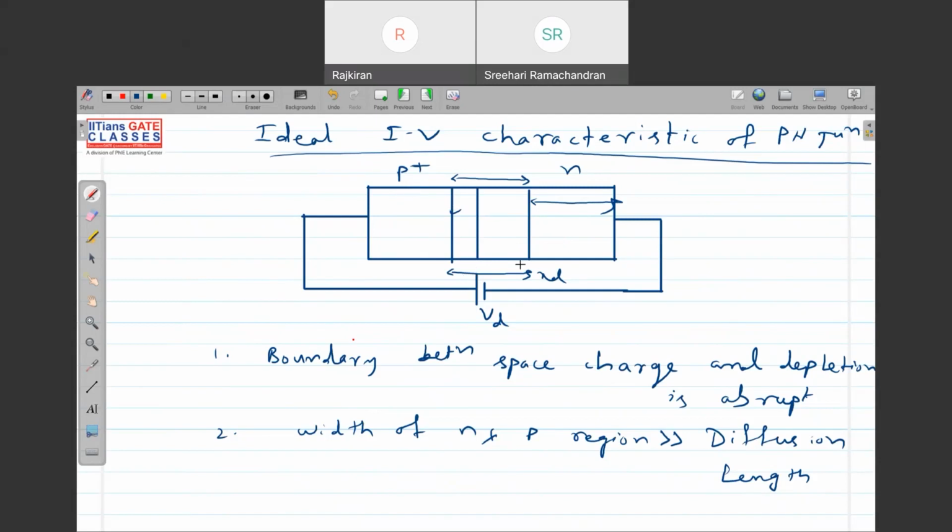Another thing we are assuming is that whatever VD you applied is approximately falling in the depletion region. So the potential drop in the neutral region is almost zero. This is the third assumption. Whatever external potential you apply is almost entirely dropping in this region. So with all these assumptions, we will try to derive the ideal current-voltage characteristic.